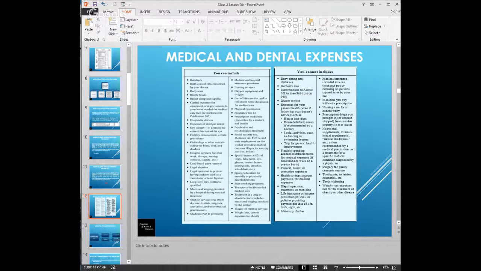I do like the fact that they let you know here: any illegal operations, treatment, or medicine, if you have anything illegal, you can't put it on your tax return. Maternity clothes are not included. Surgery for purely cosmetic reasons, so if it's purely cosmetic, you cannot include it. If it is actually part of a medical or health benefit, then you would be able to include it. This information is available in Publication 17.